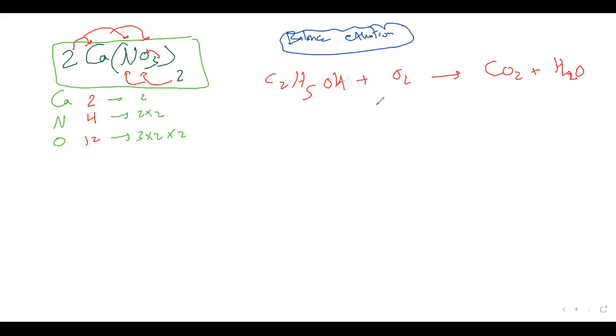And also you must know that if you have odd and even, try to make both even. And if you have two different numbers, try to take the common factor. After that, for the elements repeated, make it at the last. So again, the rules for balancing equations: total number of atoms at both sides must be equal.